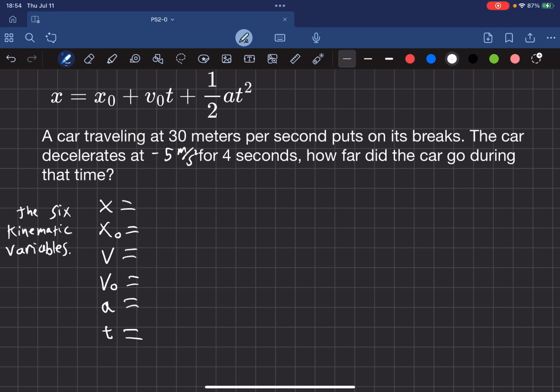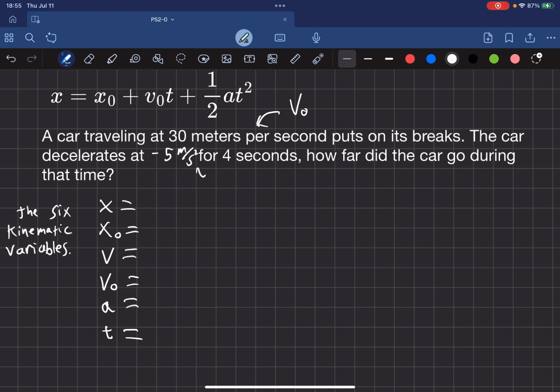So in this problem, we have a car traveling at 30 meters per second. So 30 meters per second, that's going to be a velocity. But we should also be aware, this is what the car starts at. So this is our initial velocity. So a car traveling at 30 meters per second puts on its brakes. The car decelerates at -5 meters per second squared.